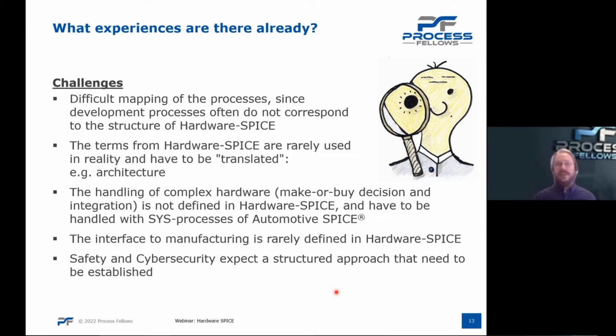Something that is not really included in hardware SPICE is the handling of complex hardware, where you need a make or buy decision or an idea of where it is placed. I showed you already, this is what typically can be done on architectural level, this is what an architecture might be useful for, but it is not defined in detail what is expected or recommended here. And as well, how an integration of those complex hardware is performed. The idea is that you can perform it based on the system processes of automotive SPICE, but this is where you typically miss the detailed ideas or recommendations for hardware development.